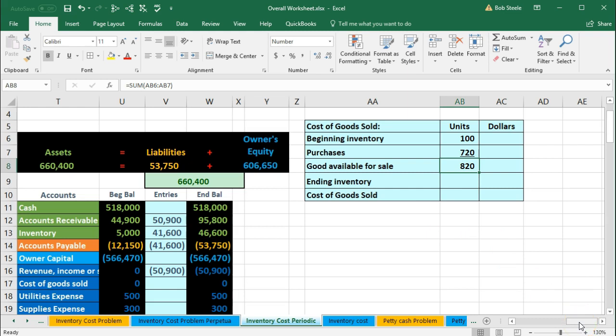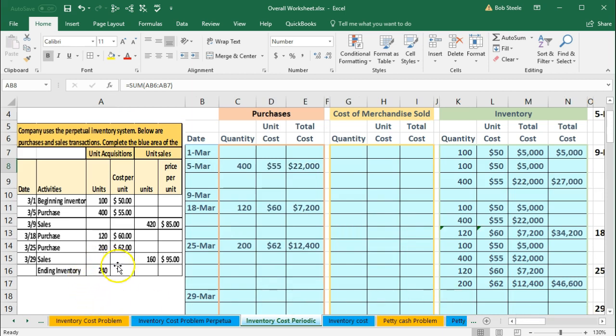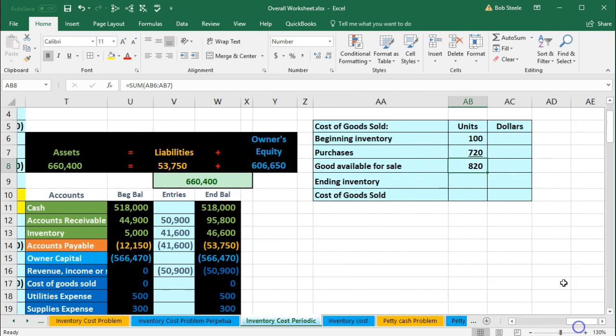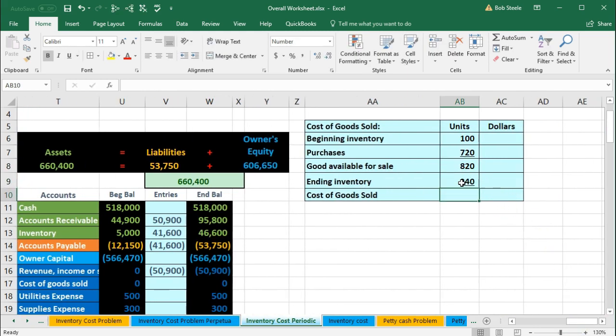So then we're going to figure out the ending inventory. How would we do that? With a physical count. So we're going to say we physically counted the inventory and we saw that there was only 240 units left. So ending inventory is 240. We had 820 we could have sold. We only have 240 left. Therefore, the difference between what we could have sold during the month and what we have left is what we sold, termed cost of goods sold. So within AB10, we will say equals, point to that 820, minus, point to that 240, and enter. That gives us the 580.